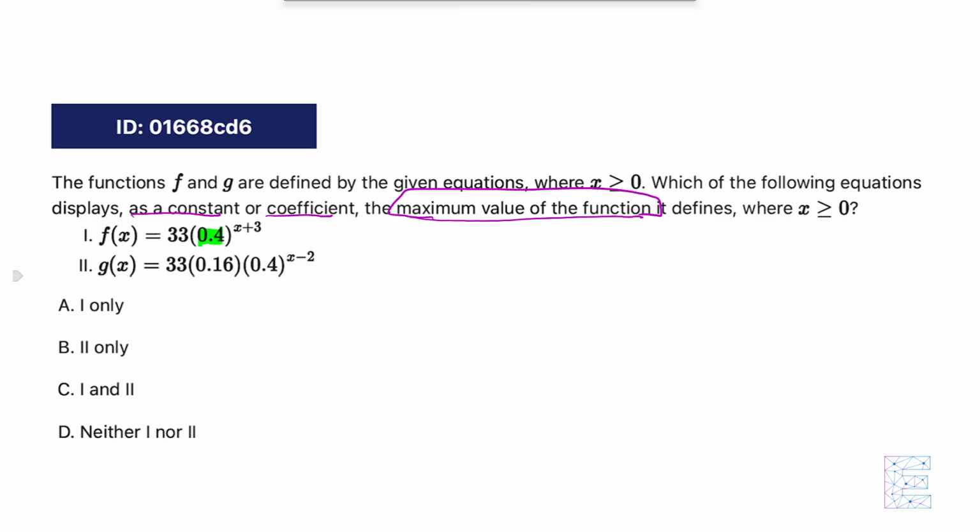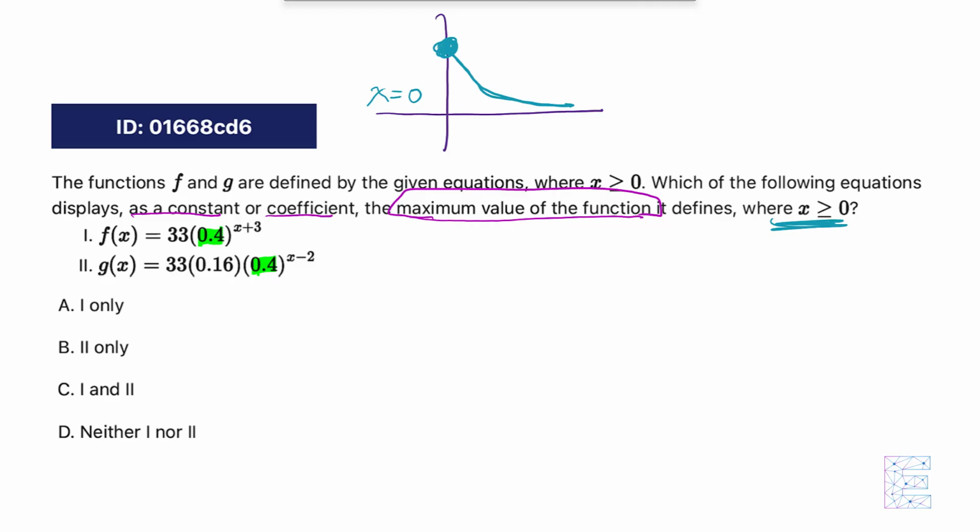This is 0.4 inside of the parentheses, meaning it's a decay function. This is 0.4 inside of the parentheses again, so we have two decay functions. What that means is if I were to graph both of these, I would be starting somewhere up like this as a y-intercept and going downwards like that. So we know that the maximum value is going to happen where x is equal to what? 0. And we're also told that x has to be greater than or equal to 0. So this is to confirm that we are starting high and going lower.